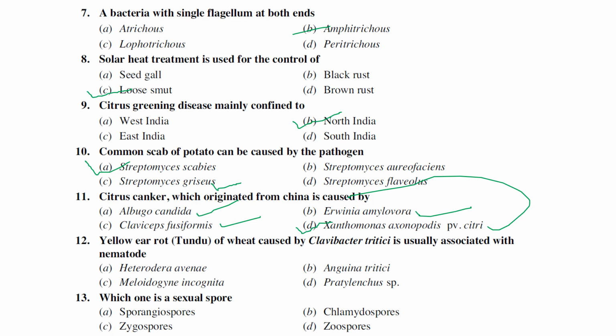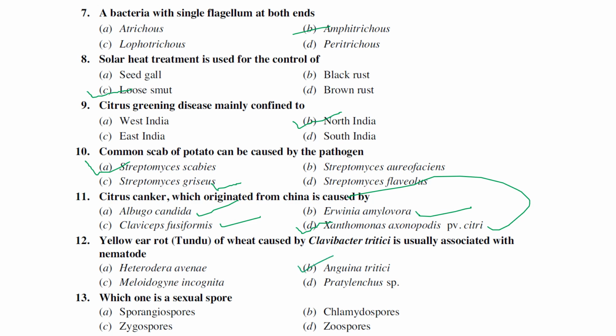Next one is yellow ear rot of wheat caused by Clavibacter tritici, usually associated with which nematode? So this yellow ear rot is actually a bacterial disease. Generally it is associated with a nematode, which one they are asking: Heterodera avenae, Anguina tritici, Meloidogyne incognita, Paratylenchus. So the answer is Anguina tritici.